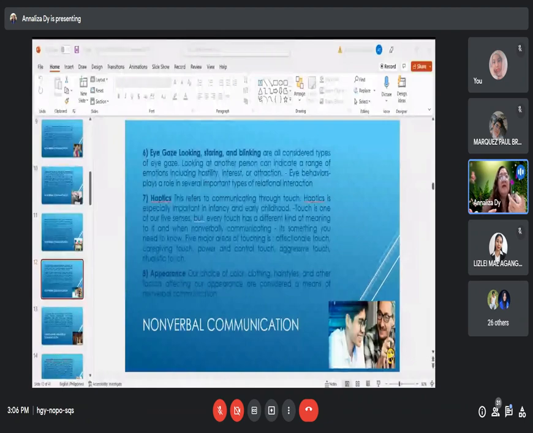Notice, this may convey hostility, interest, or attraction. So eye behaviors play a role in several types of relationships. The person's gaze follows you. Correct? Maybe he is actually annoyed, which is why he is looking at you.